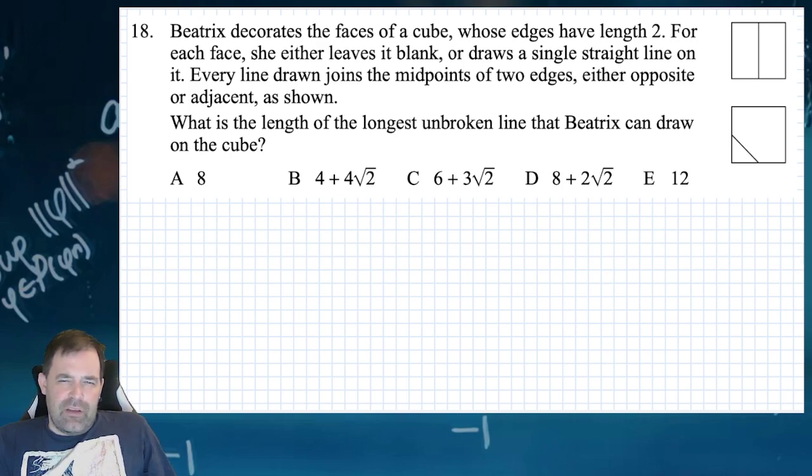Beatrix decorates the face of a cube whose edges have length 2. For each face, she either leaves it blank or draws a single straight line on it. Every line drawn joins the midpoint of 2 edges, either opposite or adjacent as shown. What is the length of the longest unbroken line that Beatrix can draw on the cube?